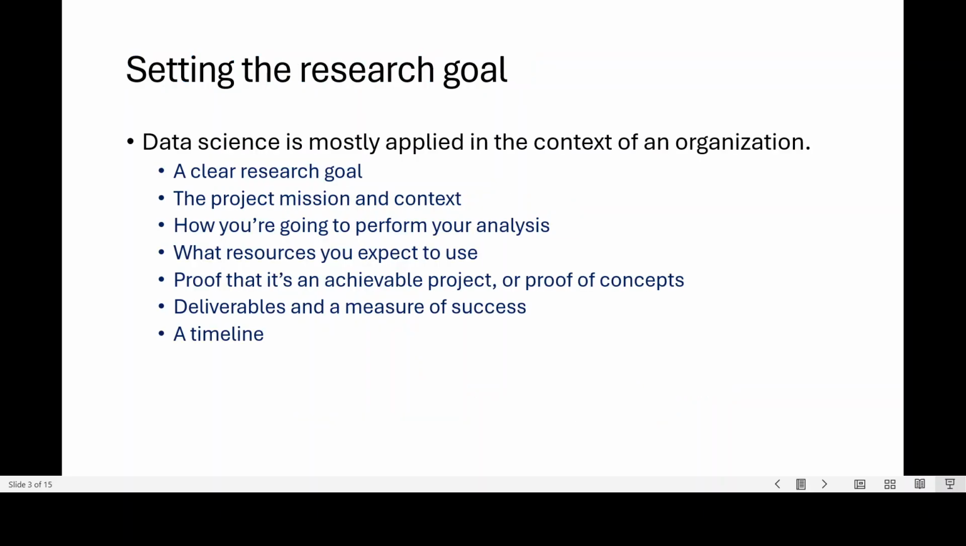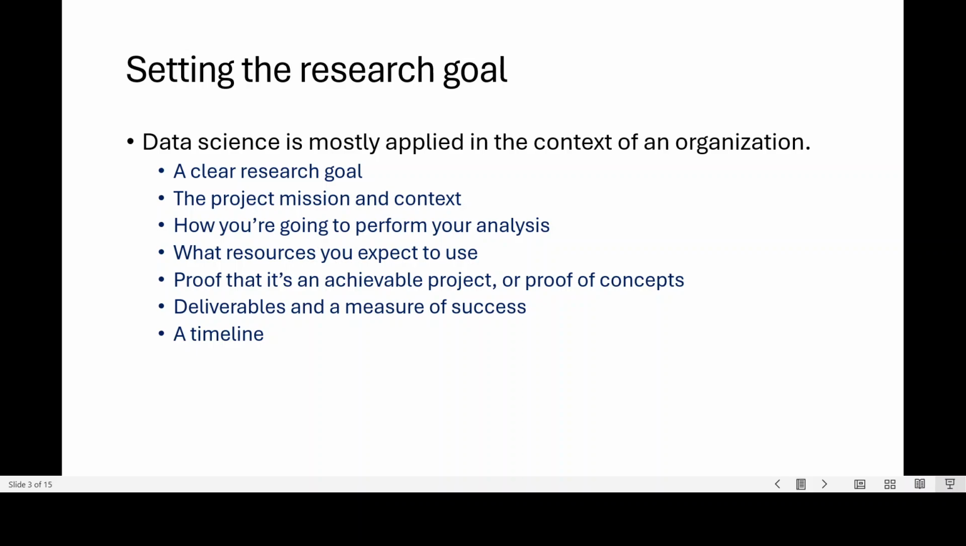So, data science is mostly applied in the context of an organization. So, this slide explains important elements involved in defining a research goal. First, we need a clear research goal. We should know exactly what problem we are trying to solve. Next comes the project mission and context. This helps us understand why the project is important and how it supports organizational objectives.